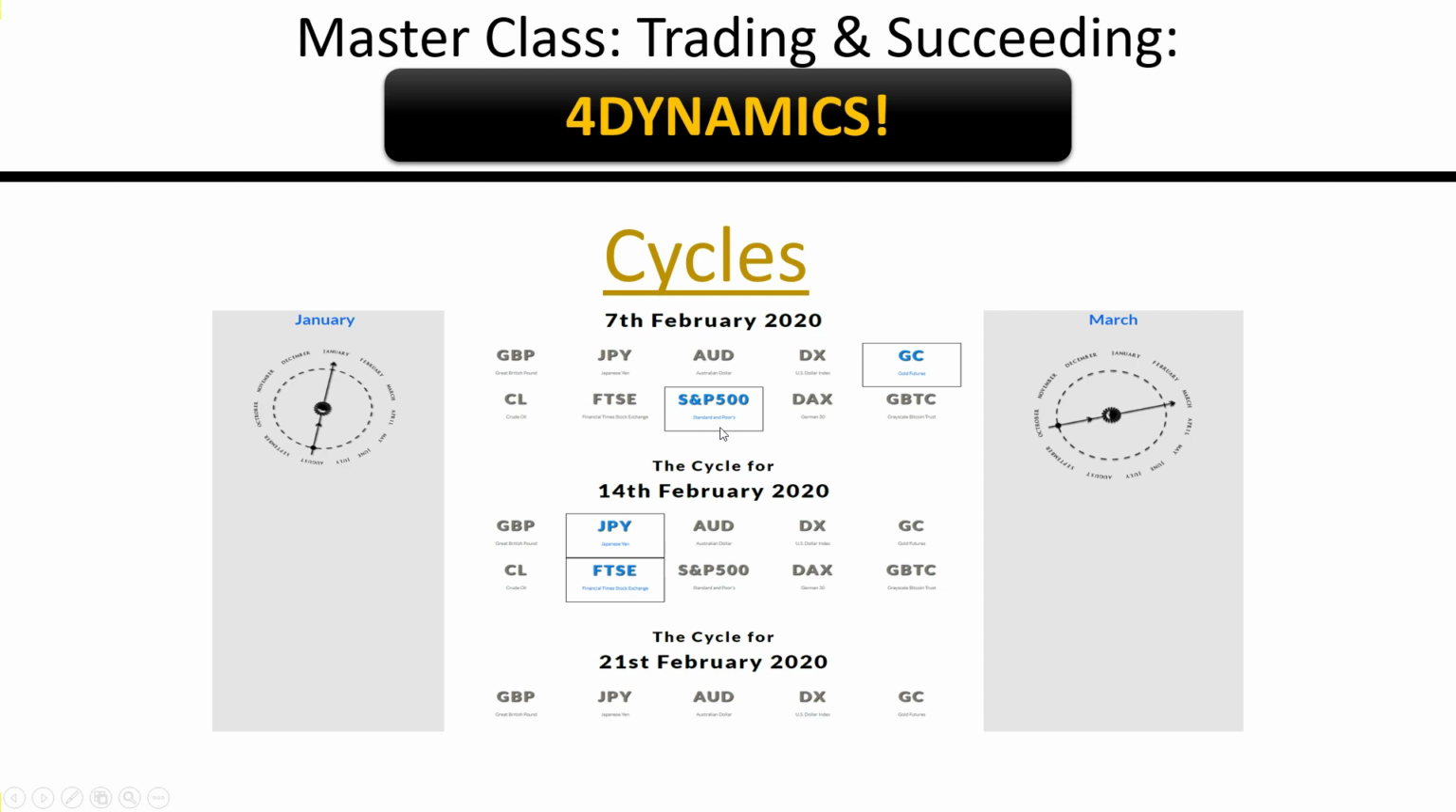We had a cycle on the S&P. We're now on the week commencing the 14th of February, and we've got a cycle on the yen, and we've got a cycle on the FTSE 100. So those are the cycles we've got showing. These are all within our members area. And once we know that we've got a cycle on these, we can then start to put that together with seasonality. Well, what did seasonality do at this time of year with the cycles?